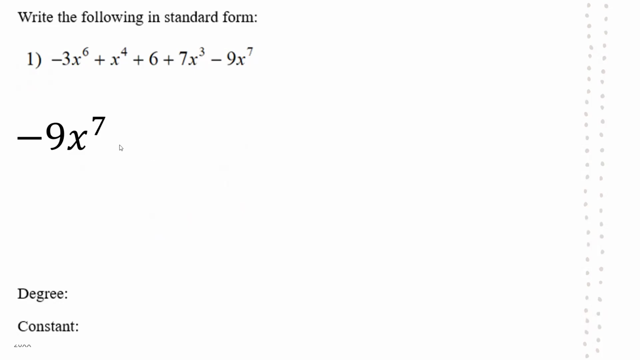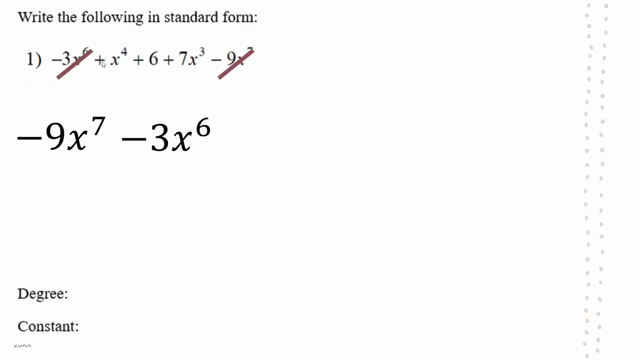My advice to you is that once you write it down, you cross it out, circle it. I don't care. Make it known that you have already used it. All right, 7, then what's the next highest number? Well, that's a 6. So that first term, the negative 3x to the 6, or subtracting 3x to the 6. Remember, they mean the same thing. There's that one. Cross it off.